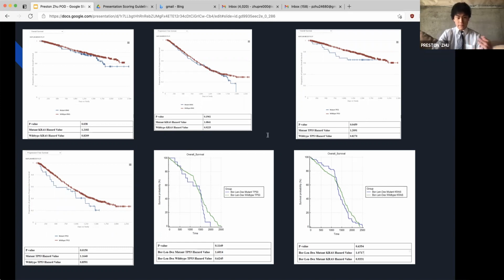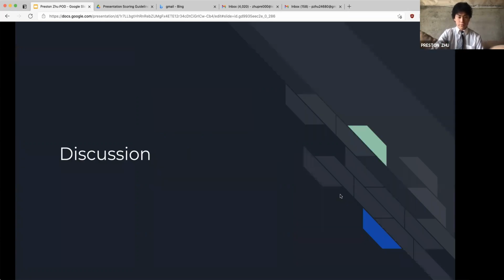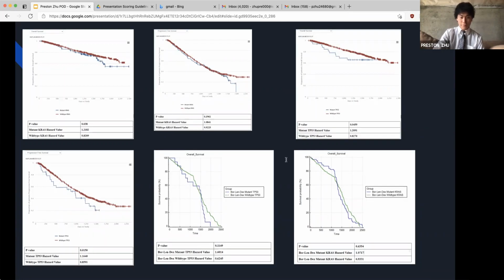And then lastly, when subsetted for the first-line treatment, Borlandex down here, no patient group showed a statistically significant difference in survival over the entire 2,500-day time period. However, from certain time periods, major fluctuations were observed and p-values were calculated. So for example, from days 1,300 to 2,500, mutant TP53 patients did see lower overall survival compared to their wild-type counterparts. And as well for KRAS, mutant KRAS patients from days 1,800 to 2,100 also saw lower overall survival compared to their wild-type counterparts.